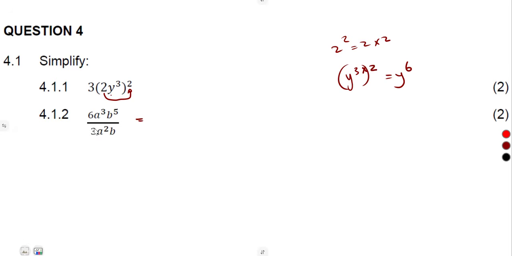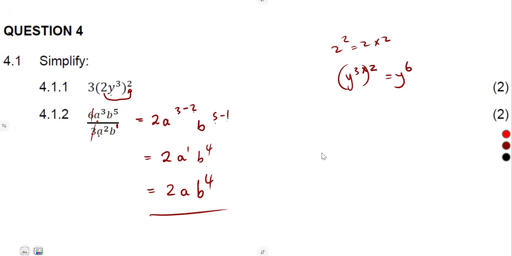Here, simply divide 6 divided by 3, that's a 2. A cubed and a squared, you subtract exponents. Remember what I said? When you're dividing same bases, you subtract exponents. 3 minus 2. This is b to the exponent of 1. So it was going to be b to the exponent of 5 minus 1. So this is 2. 3 minus 2, that's a 1. 5 minus 1, that's a 4. So this is it. Any number to the power of 1 remains as it is. So it's going to be 2a, b to the exponent of 4.